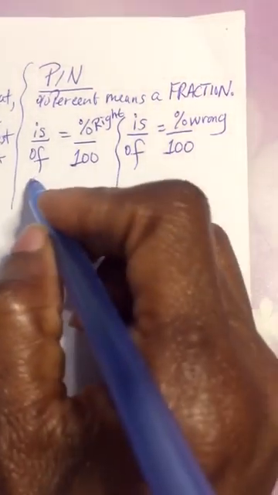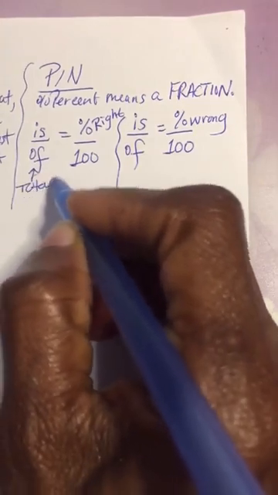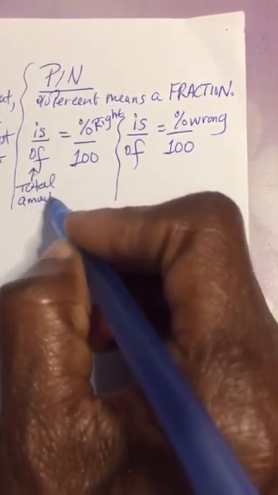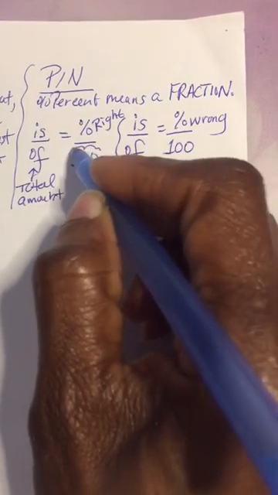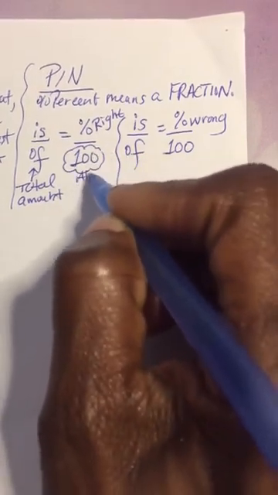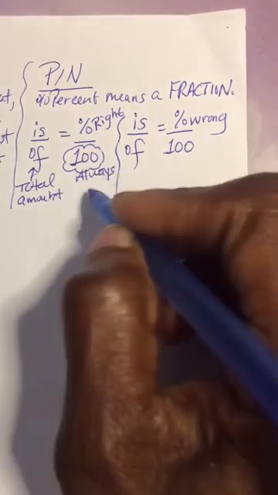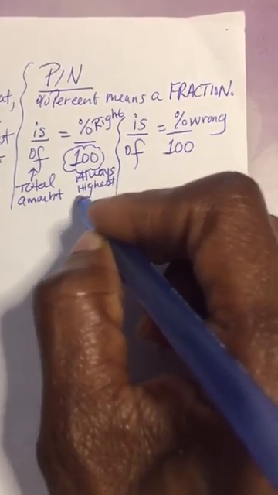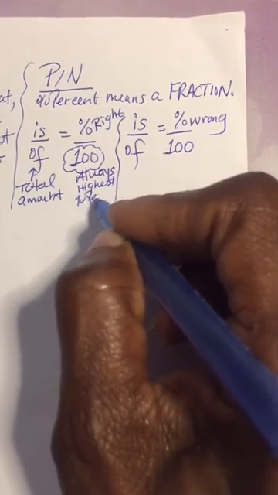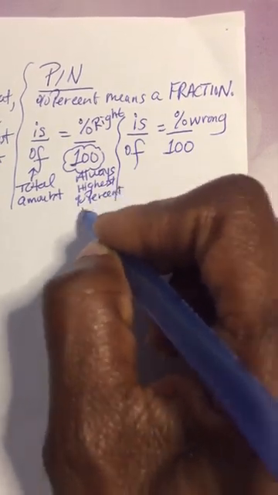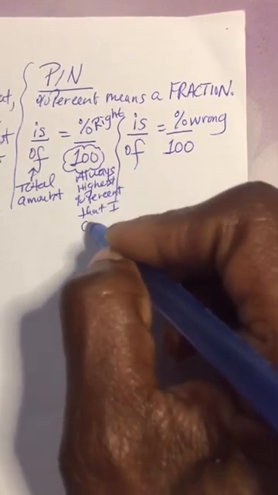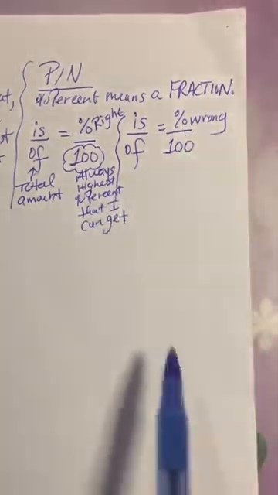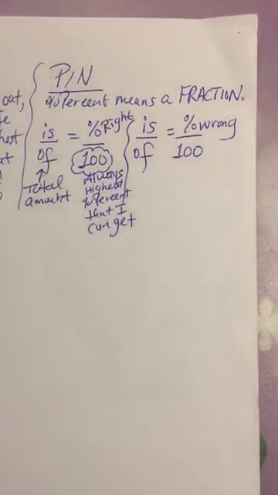So when we look back at the problem, before we look at the problem, the of is always going to be the total amount, is always going to go here. The 100 will always go here because this is, remember, the highest percent that I can get. So we're always going to set it up like this.